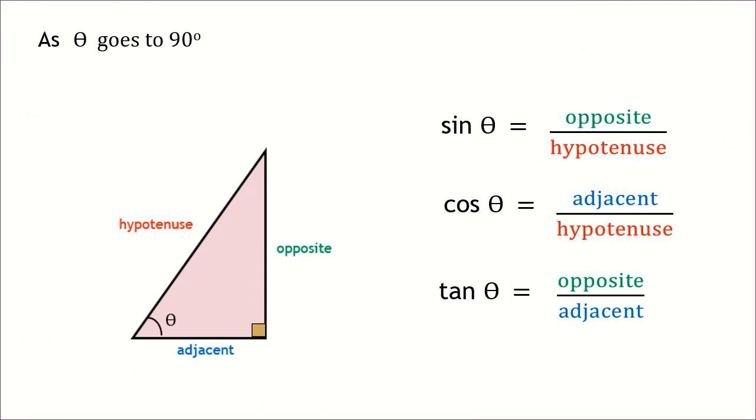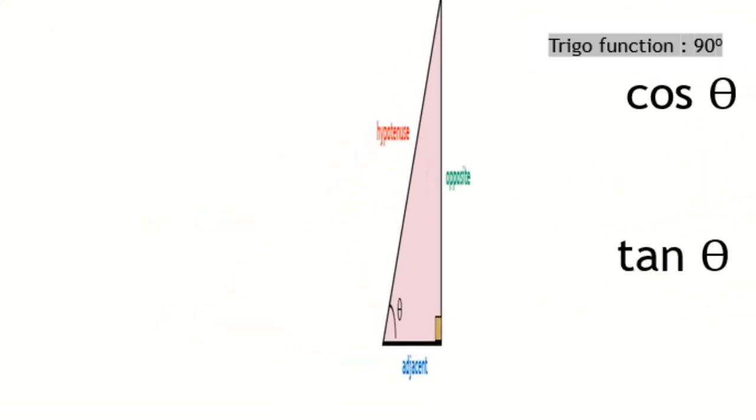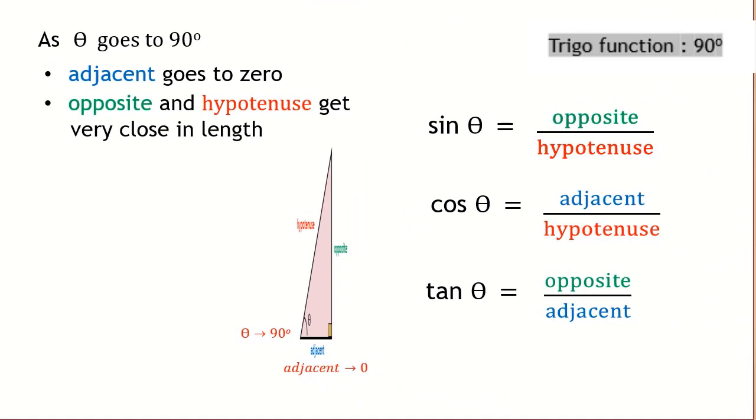For the case when theta goes to 90 degrees, let's see what is happening. So we notice that when theta goes to 90 degrees, the adjacent goes to zero and the opposite and hypotenuse get very close in length. So therefore, to evaluate the sine 90 degrees, we will use the opposite over hypotenuse. So the opposite is the length of the hypotenuse. So we simplify it. So you will get 1. So we have the sine 90 degrees is equivalent to 1.